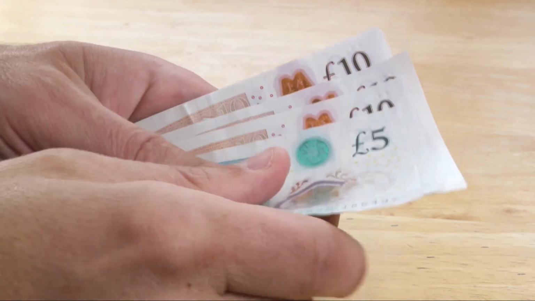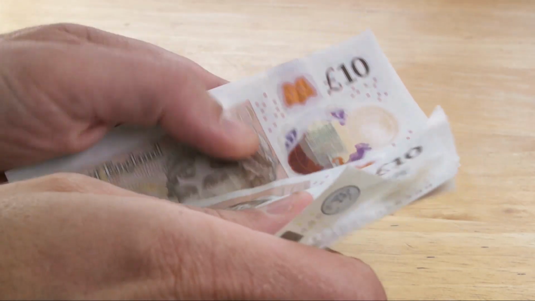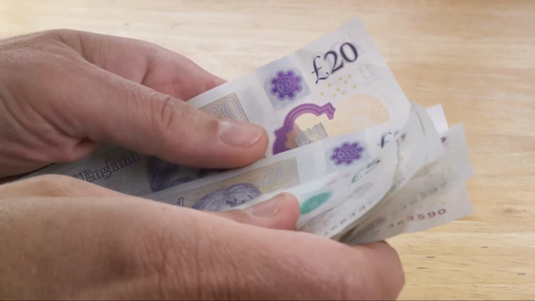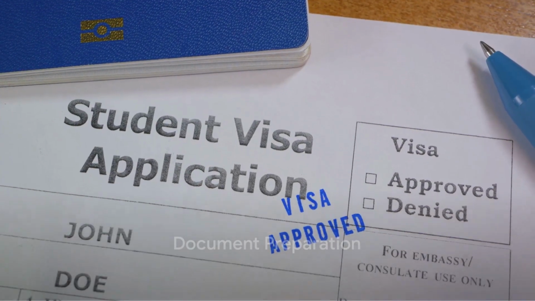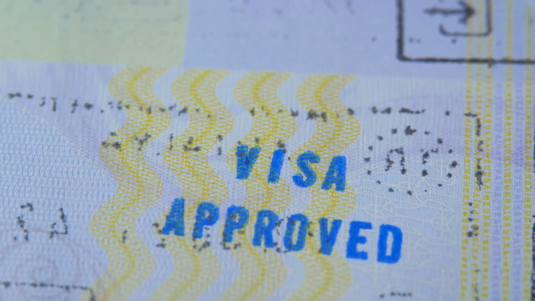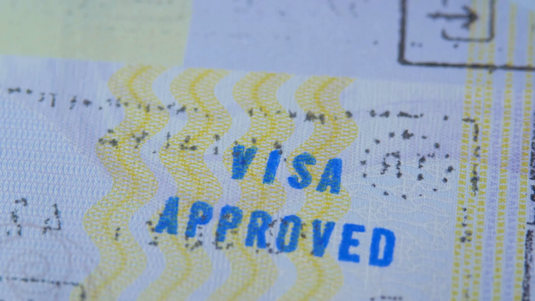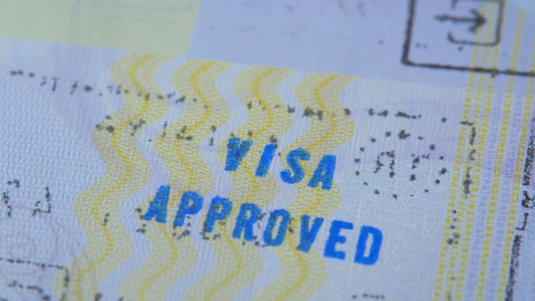Once you meet these criteria, you can proceed to the next step, which is gathering the necessary documents. Having the right documents ready is a critical part of your visa application process. Now, let's dive into the specifics of what you'll need. First and foremost, you'll require your current passport. This should be valid for the entire duration of your study in the UK.